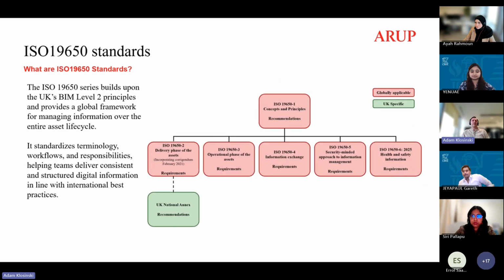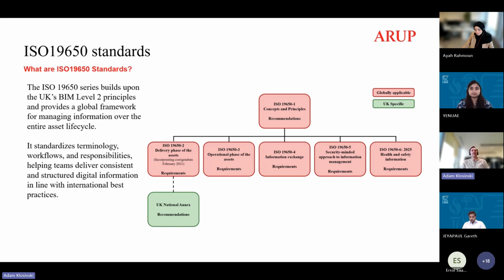In relation to the ISO standards, there are six main chapters. The first one is the concepts and principles, which describe the overall view of how this process should look. The second part is dedicated to the delivery phase of the assets, so basically the design and construction stage. The third is the operational phase of the assets, describing how this process is going to be used during the operation of the building or of the investment.